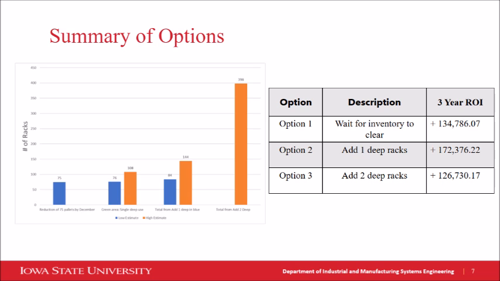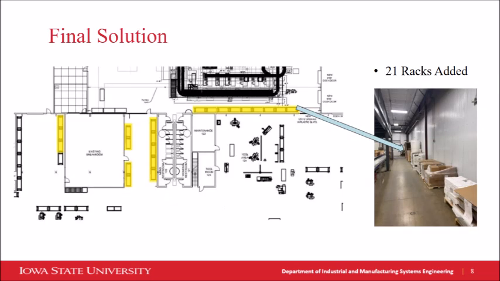The three separate options we gave were to wait for inventory to clear, add 1 deep racks, and add 2 deep racks. In our final solution, they advised and wanted 1 deep racks in these specific areas. We felt like these areas provided the best amount of coverage for facilitating movement around the facility, as well as keeping and adding more storage.